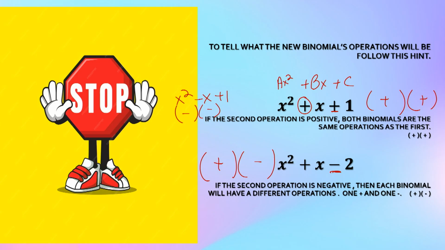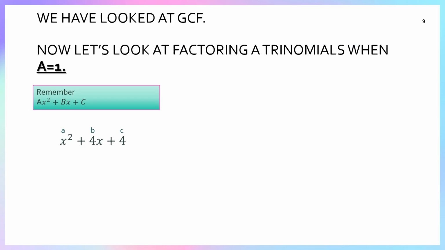All right, so let's go ahead and look to see what these two hints are going to help us with. First thing we do, we have looked at GCF. Now we're looking at factoring a trinomial with my a equals 1. So remember, ax squared plus bx plus c. So now what I'm going to do is I'm going to factor this trinomial. The first thing I need to do is get the factors of c. Well, my c is a 4. My factors are 1 and 4 and 2 and 2.